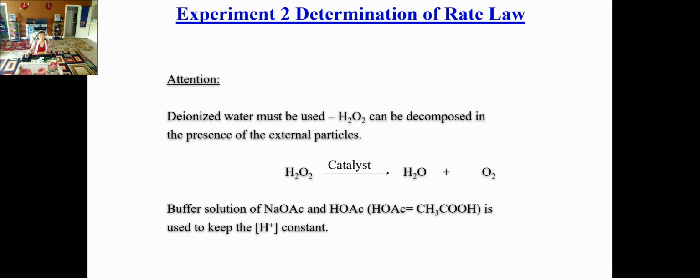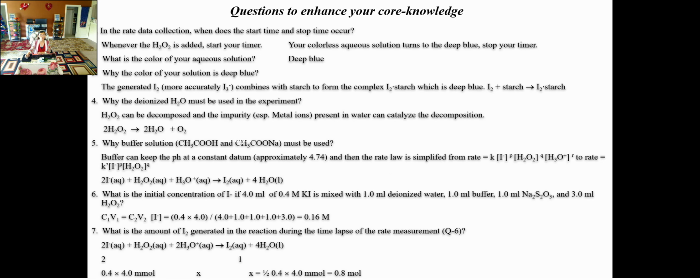So another one, you are going to use a buffer solution. You use a buffer solution, sodium acetate and acetic acid. In this case, you control the concentration of sodium acetate and acetic acid. You control it. You make your concentration of hydronium constant. Therefore, you simplify your reaction rate law.